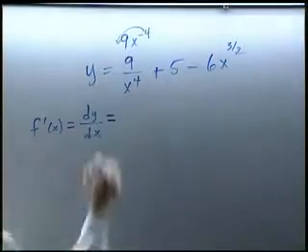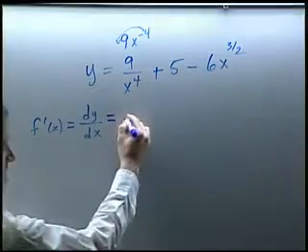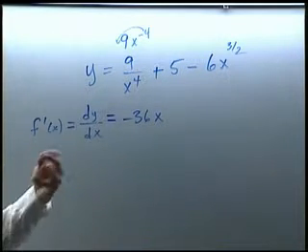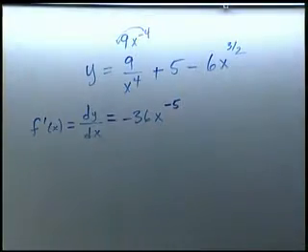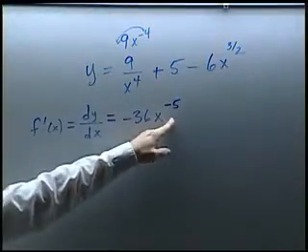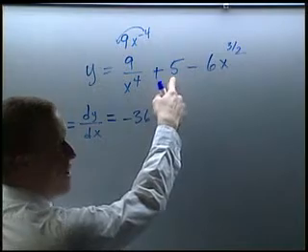Well, negative 4 comes out front. What's negative 4 times 9? Negative 36. x now goes to what power? And just be careful here. Negative 5. Remember, we need to subtract the full unit, and so negative 4 minus 1 is negative 5. And so the derivative of this 9 over x to the 4th is negative 36 x to the negative 5. Okay, what's the derivative of 5?